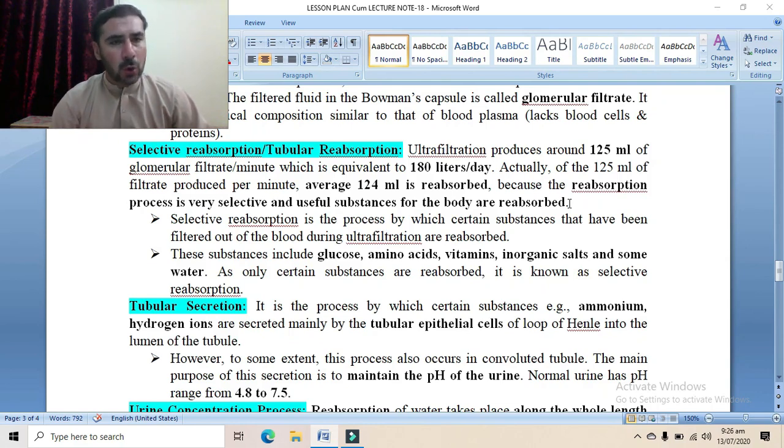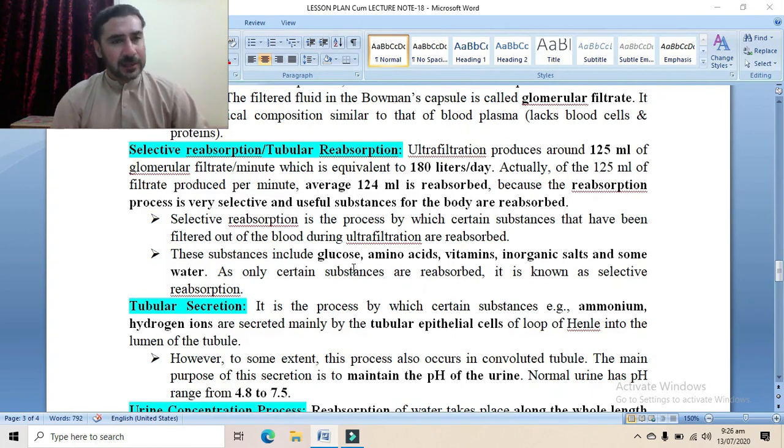So glucose, amino acids, vitamins, inorganic salts and some water will be reabsorbed, and only the nitrogenous wastes and the harmful substances and the harmful toxins and the extra materials will be retained inside the glomerular filtrate, inside the renal tubules. So the reabsorption will occur where?